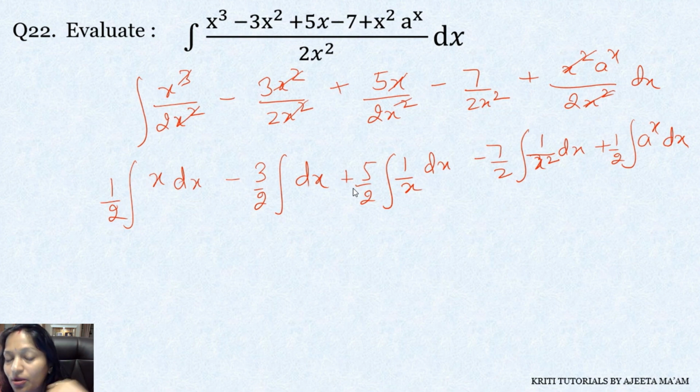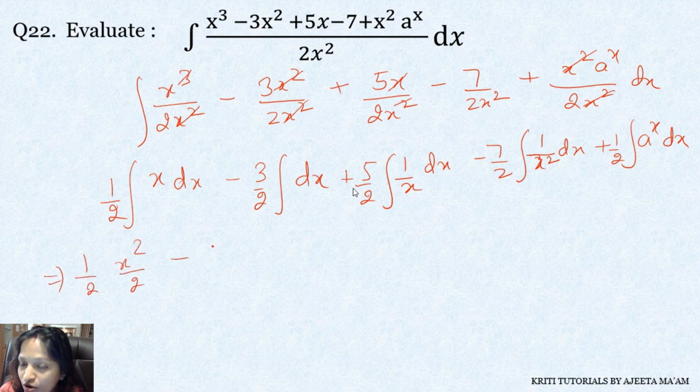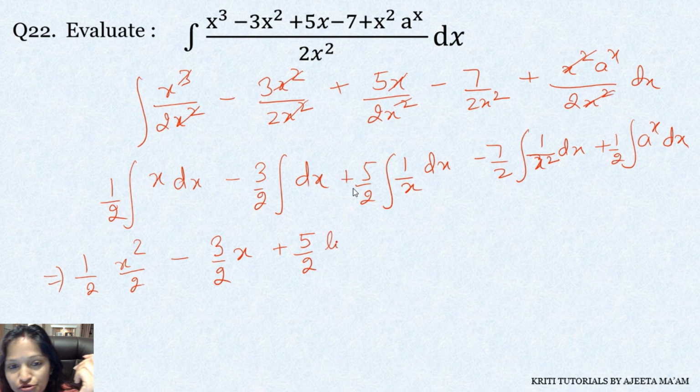Now let's use one by one. So 1 by 2. What is the integral of x by power rule? X square by 2. Perfect. Minus 3 by 2. Integral of 1 is x. Plus 5 by 2. What is the integral of 1 upon x? I told you in the first question and in the first lecture also. So that is 5 by 2 log x.